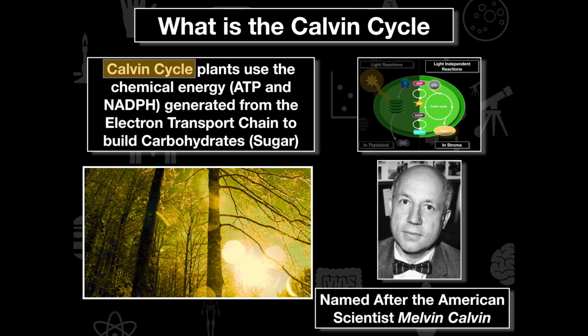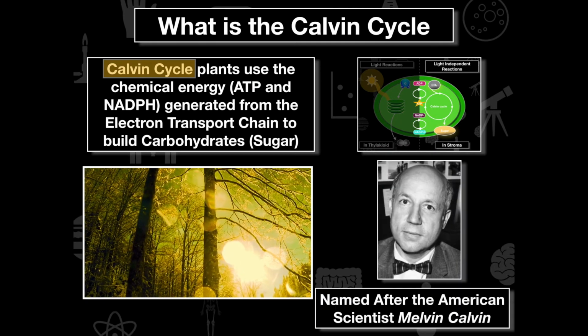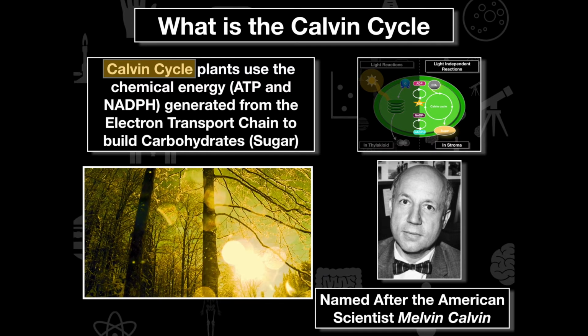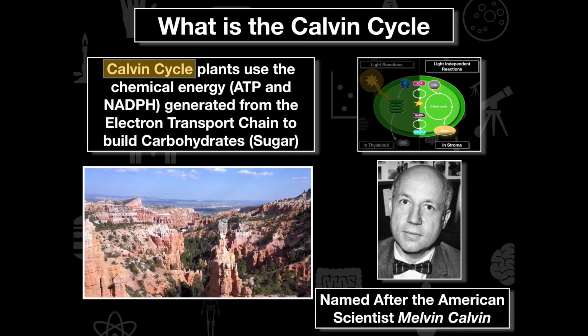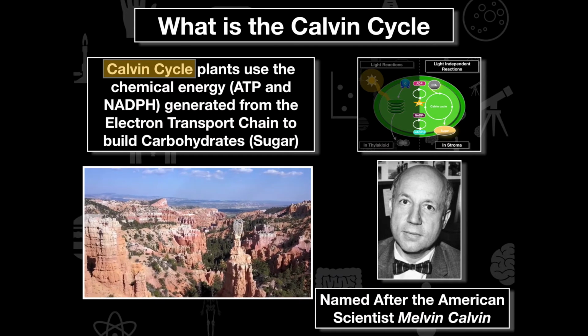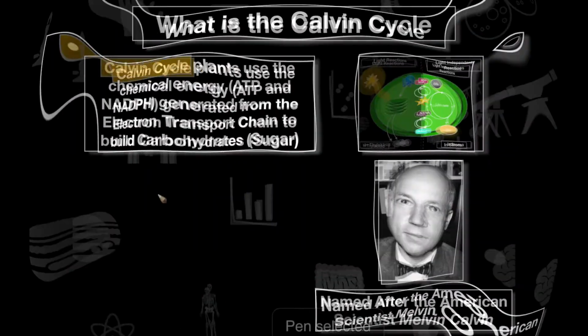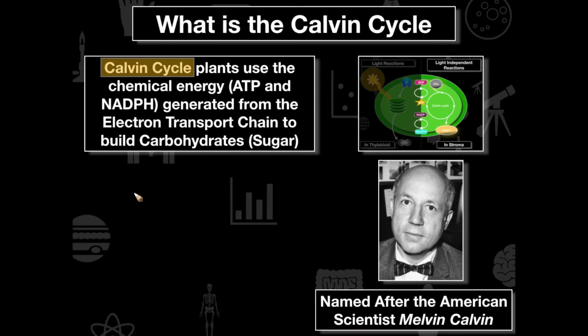It was named after this American scientist, Melvin Calvin, who came up with the inner workings and figured out how this cycle functioned to produce the sugars in the plants. The key thing that we have to understand here is we're taking carbon dioxide, CO2, and we're taking the atoms of that CO2 molecule and rearranging them into glucose.